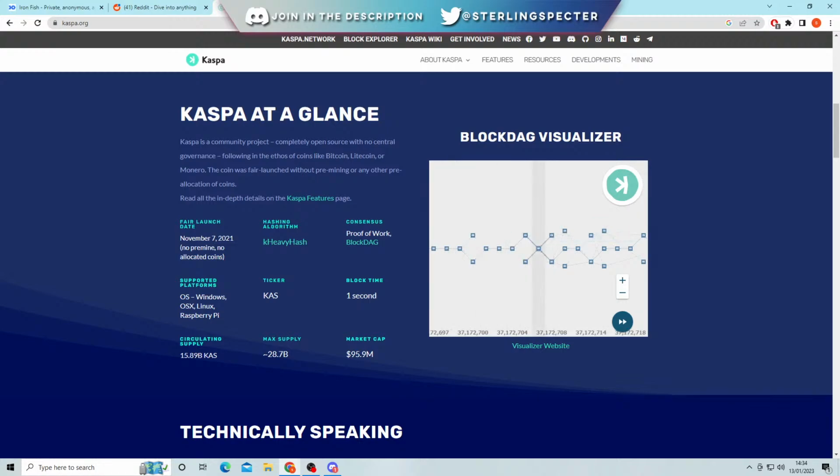And that's basically how BlockDAG works. It basically points at these blocks every time that they're created, no matter what.